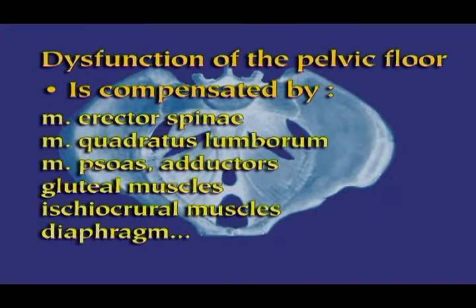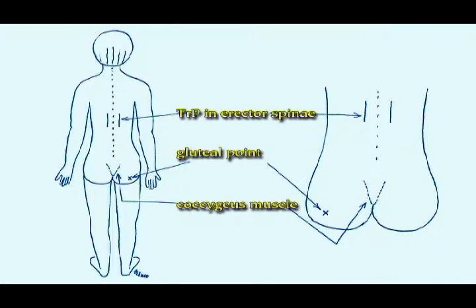The pelvic floor is part of the deep stabilization system, and dysfunction is compensated by superficial muscles, which are not adapted for stabilization. The erector spinae, the quadratus lumborum, the psoas, the adductors, the hamstrings, the gluteal muscles, and even the diaphragm may then develop trigger points. A dysfunctional pelvic floor is compensated by superficial long muscles and frequently results in trigger points in the erector spinae at the level of the TL junction.